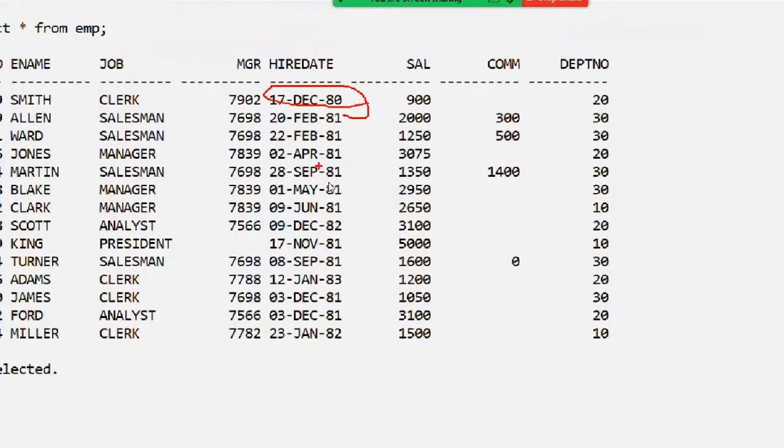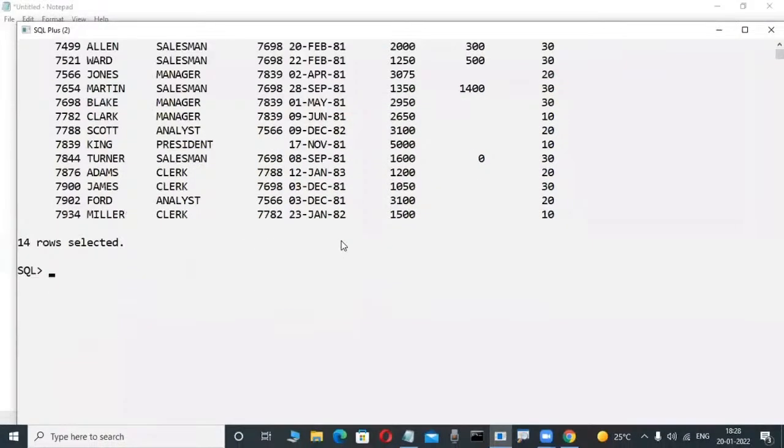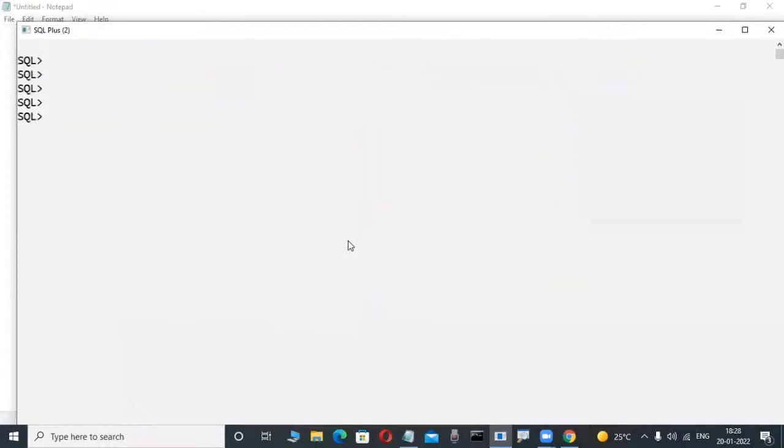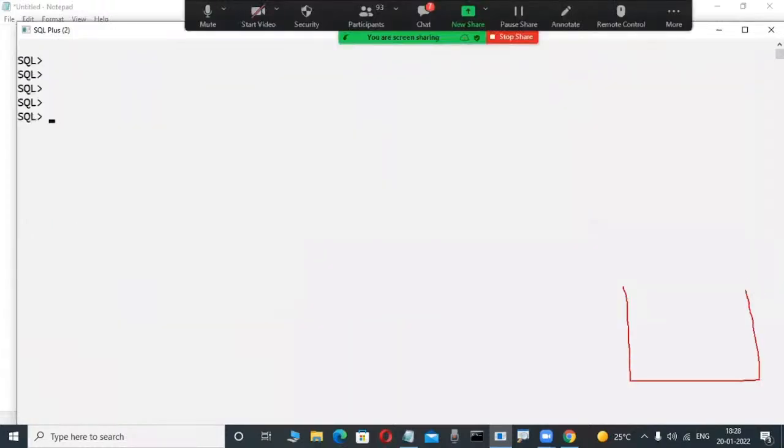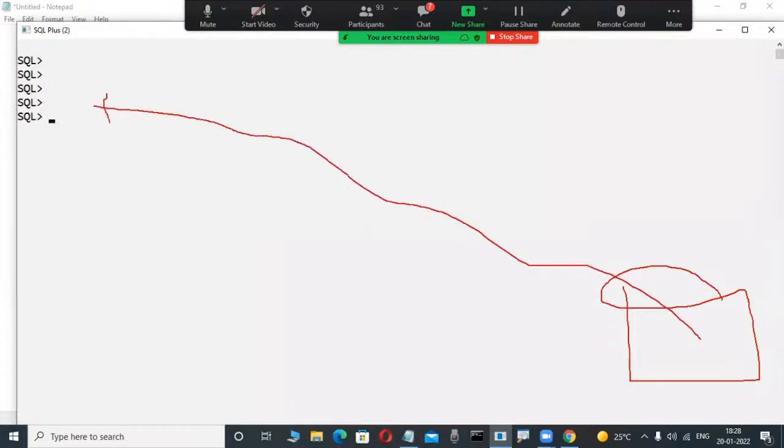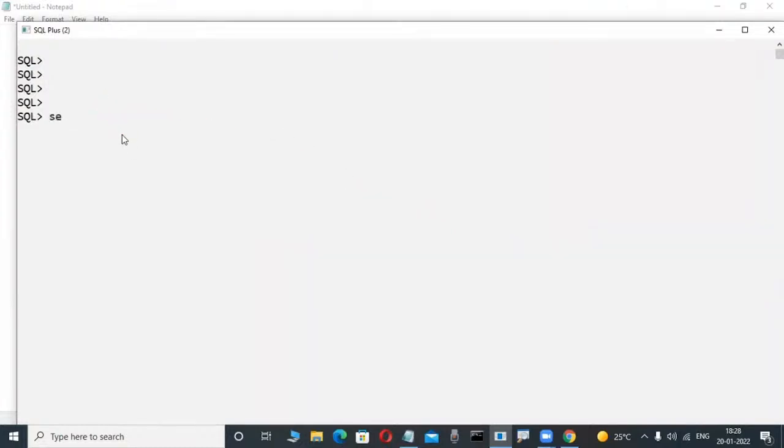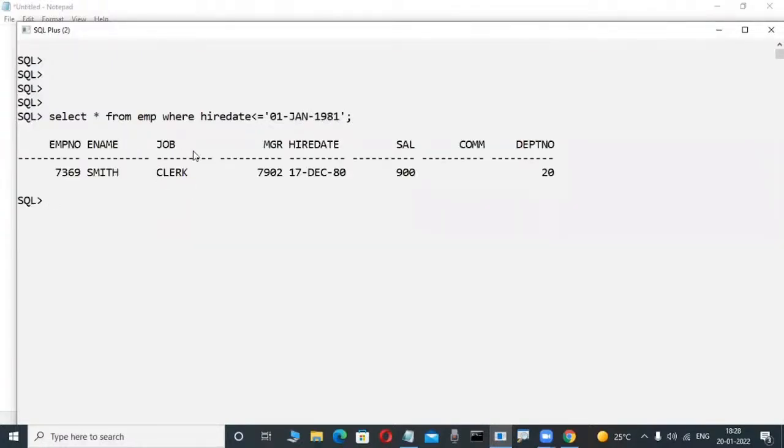If you are a SQL programmer, and somewhere the data is there, how do you fetch it? You write queries. Select star from table name where hire date is less than or equal to 1st January 1981, like this. Just by writing the query, the data is automatically displayed.